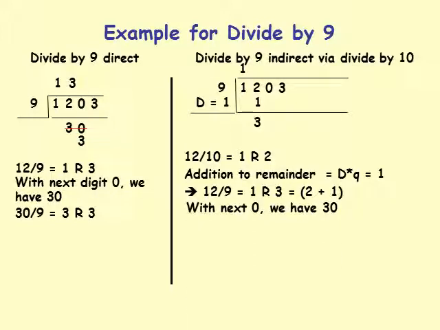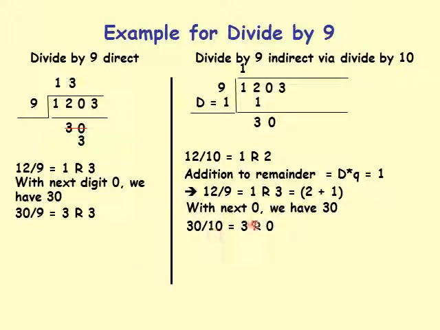Let's continue. Now we do the same thing. We have the next 0 here, and we bring that down. So I got 30 here, just like we got 30 in the direct method. In the indirect method also we have a 30 at this stage. This is my working dividend. Let's continue here. I'm going to divide by 10.